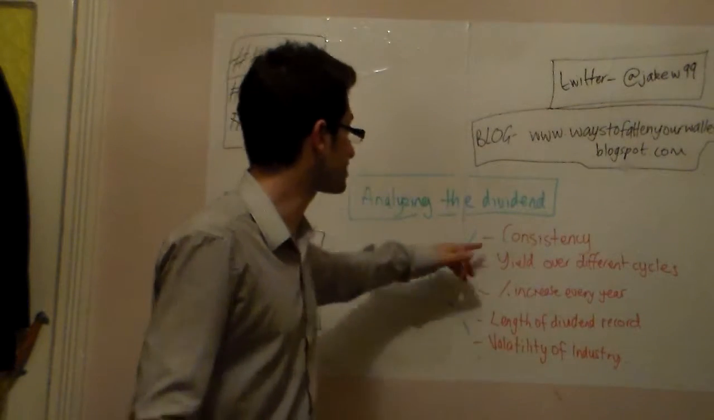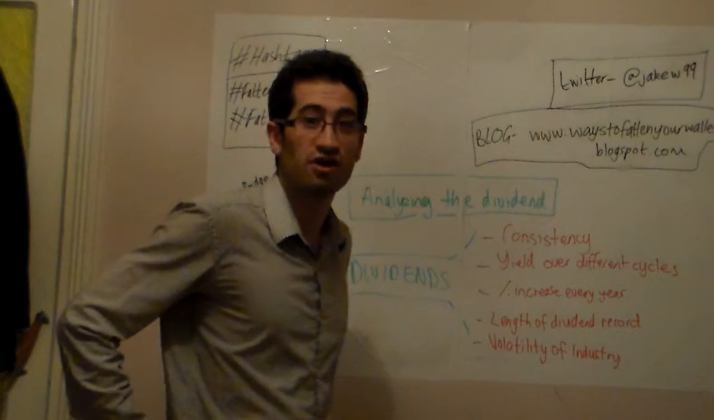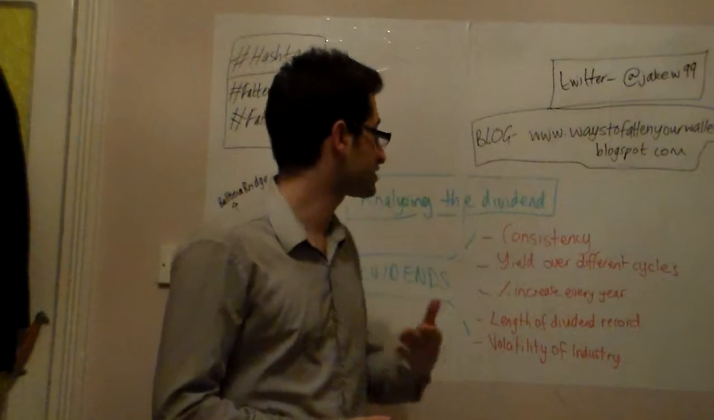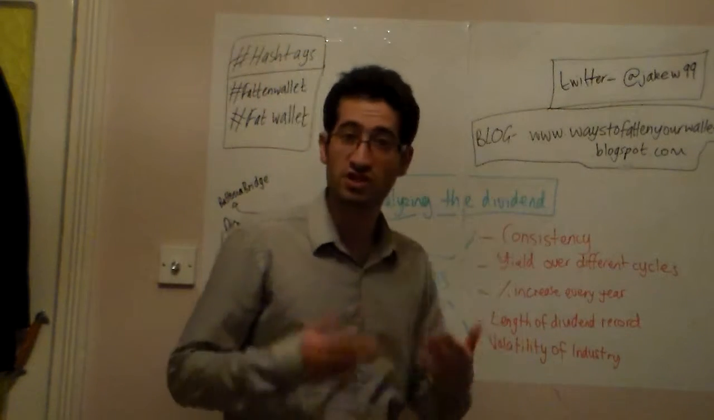So the things that I look for are consistency. How consistent are they in paying? Have they paid over a number of years? Have they ever missed a year? Have they skipped? Yield over different cycles.